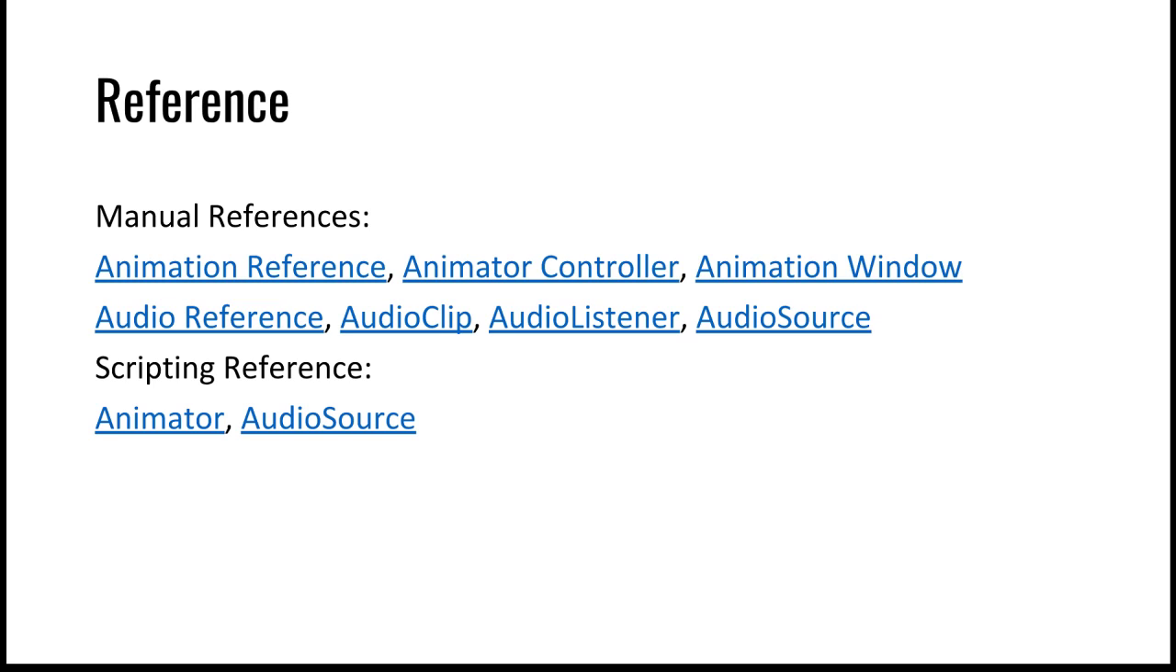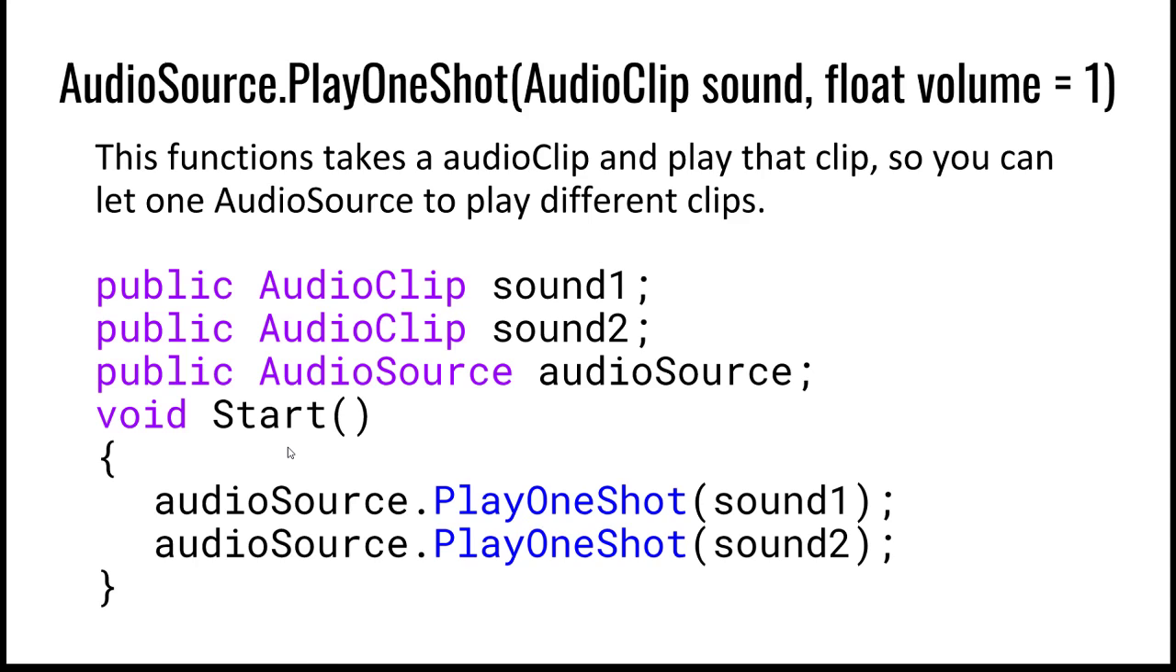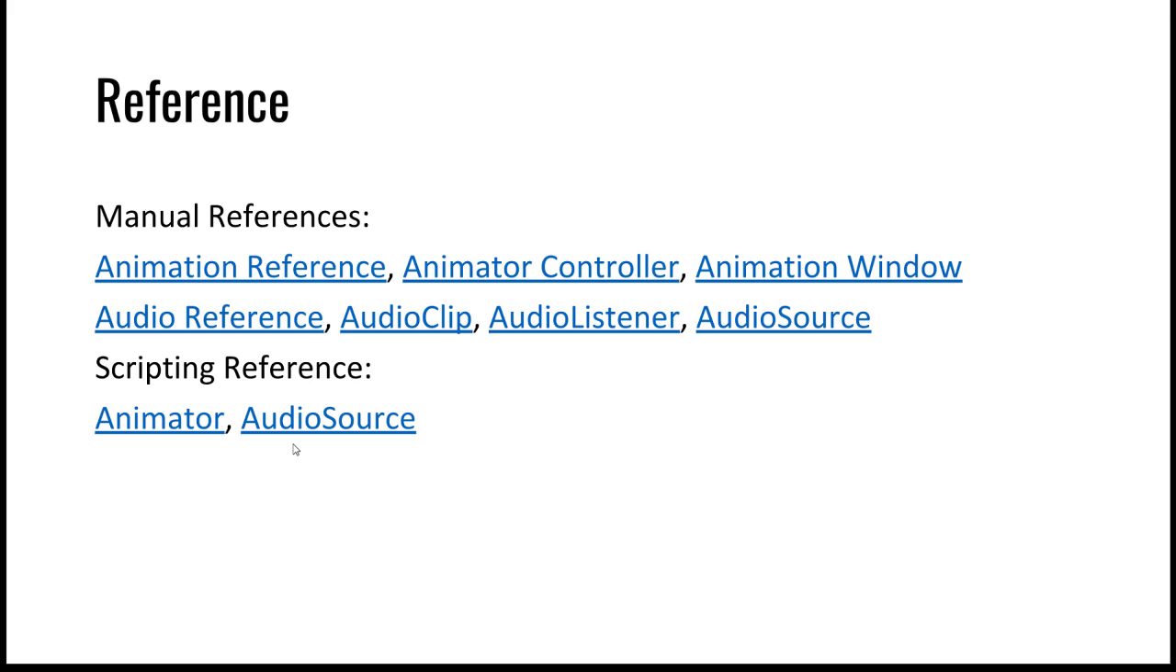That makes sense. We also have at the end of the slideshow a reference, so if you are interested in diving into these systems in Unity, we have the general animation reference, references for the animation controller, animation window, audio reference for all things audio, audio clip, listener, and audio source. And then for the scripting reference, we have the animator, which is what you're going to be interfacing with, and audio source, which is the audio thing you're going to be interfacing with.